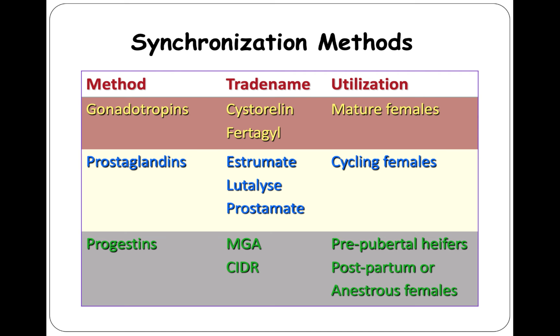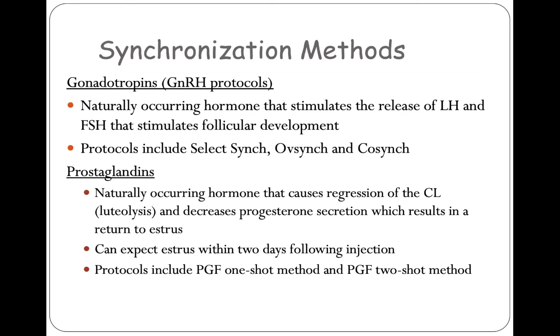And so these are going to basically use progesterone or a synthetic progesterone as part of the synchronization process. So we see this occur with MGA, melengestrol acetate, which is a feed additive that a lot of feedlots will add to the ration to suppress heat in lots of heifers, or we can use a controlled internal drug release, CIDR, which we use at the beef unit pretty often. And so these methods really can only be used on prepubertal heifers or postpartum or anestrus females.